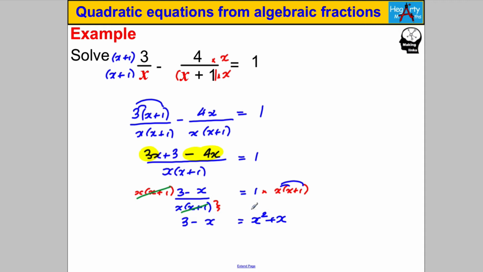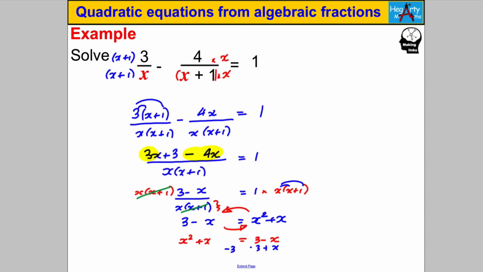Now I'm going to write this the other way around. I'm going to just swap the sides temporarily here. I hope you don't mind. I get x squared add x is going to equal 3 subtract x. I like my x squareds on this side. Now, I need one side equal to 0 to solve a quadratic, so I'm going to subtract 3 off both sides here, and I'm going to add on x to both sides.